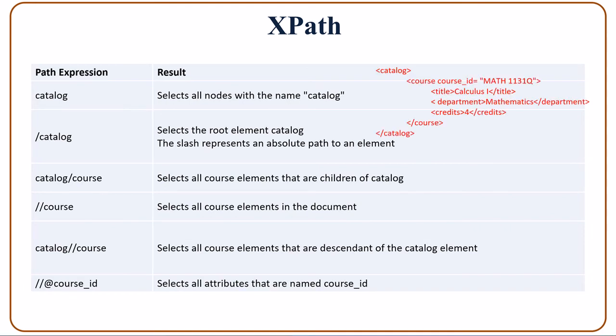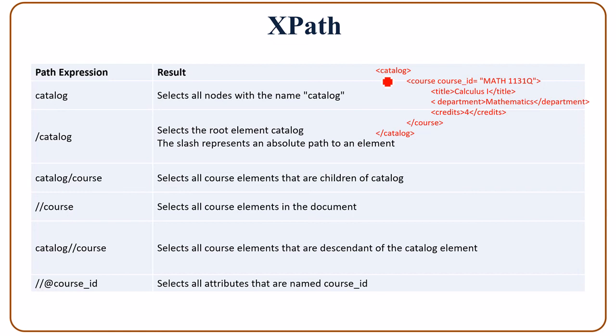From the XML document that we saw previously, if we write catalog, that would mean to select all the nodes with the name catalog. If you write /catalog, that would mean select the root element catalog. If you write catalog/course, that would mean select all the course elements that are children of the catalog element. If we write //course, that would mean we will select all the course elements in the document.